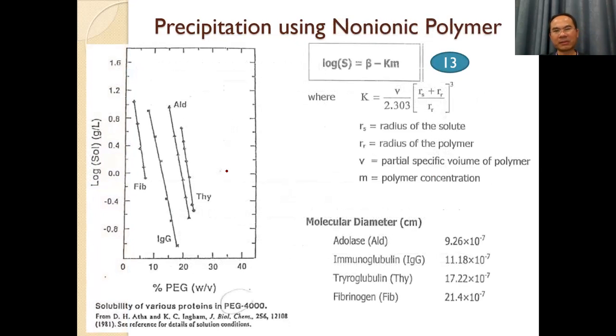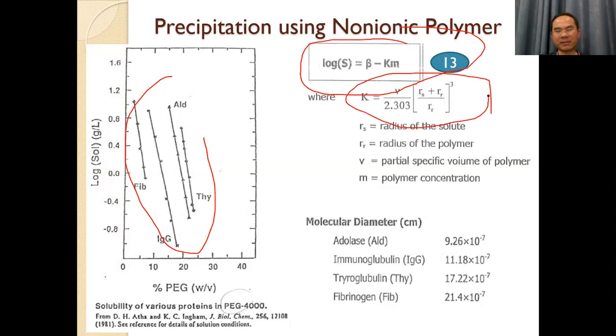We can also utilize non-ionic polymers. This gives an example of a non-ionic polymer like polyethylene glycol that affects the solubility of protein. When you add polyethylene glycol, the solubility is reduced quite rapidly, and the effect is quite clear. It is the same formula, where solubility is affected by K and M, which you can calculate from what I showed you earlier in this lecture.